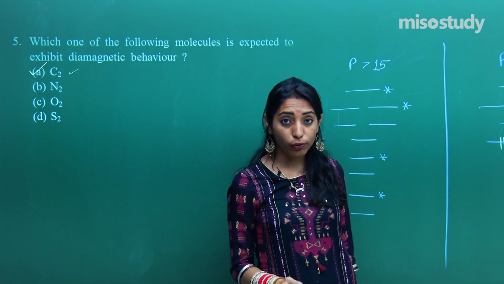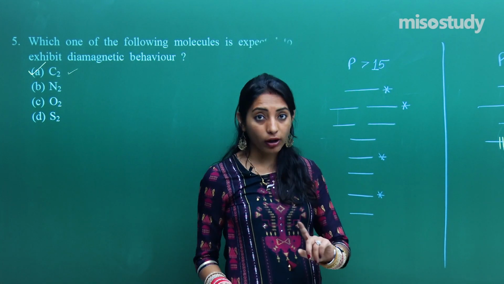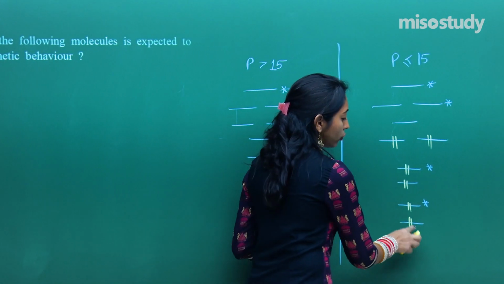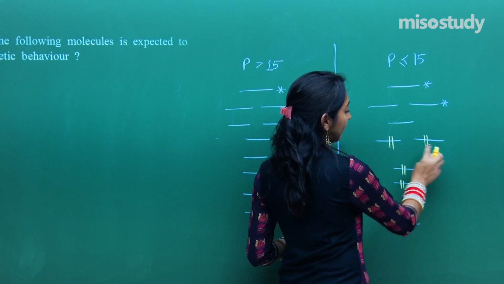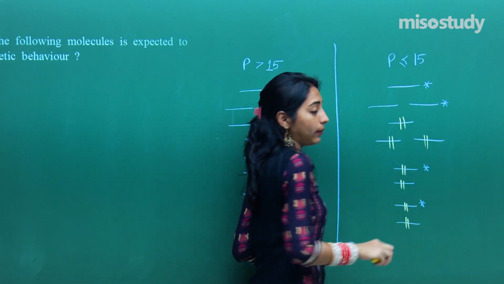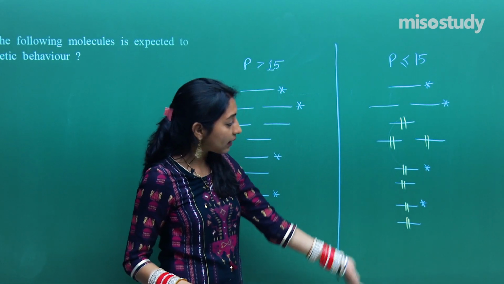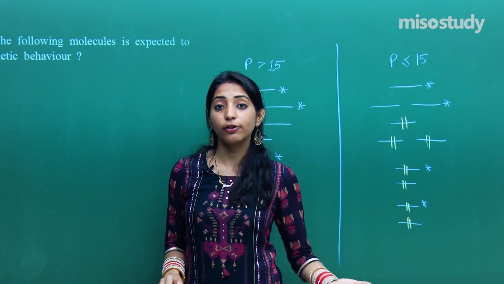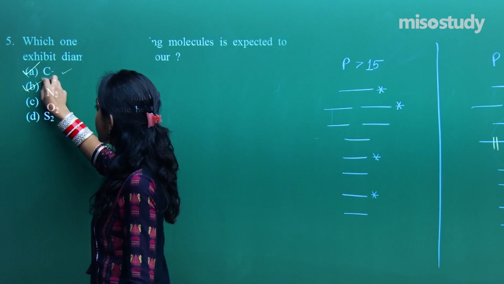Then we have nitrogen. Nitrogen is 14. So once again, 1, 2, 3, 4, 5, 6, 7, 8, 9, 10, 11, 12, 13, 14. That means again it is diamagnetic because all the electrons are paired. This is also the correct option.